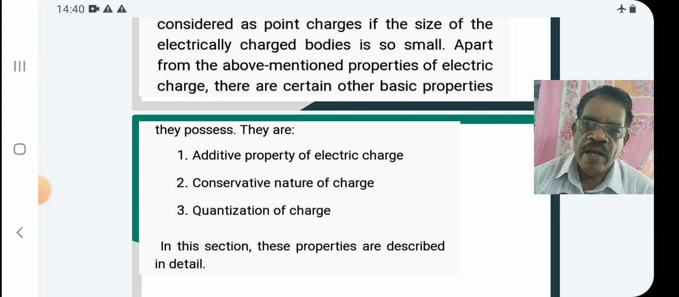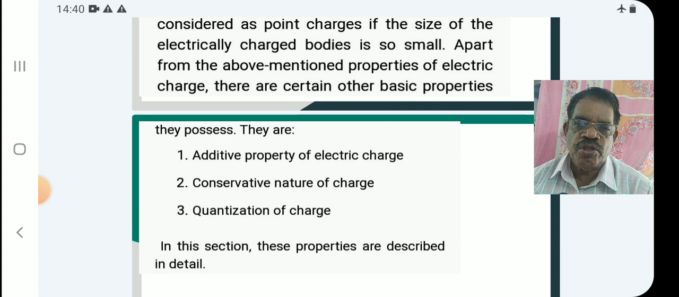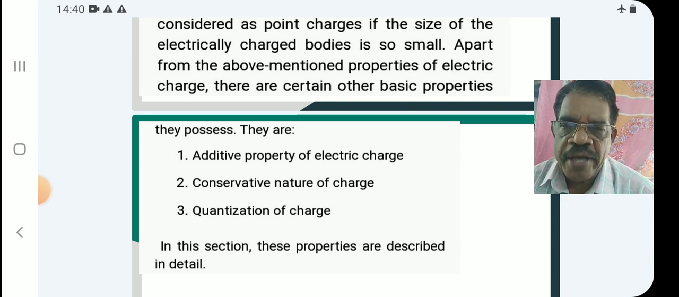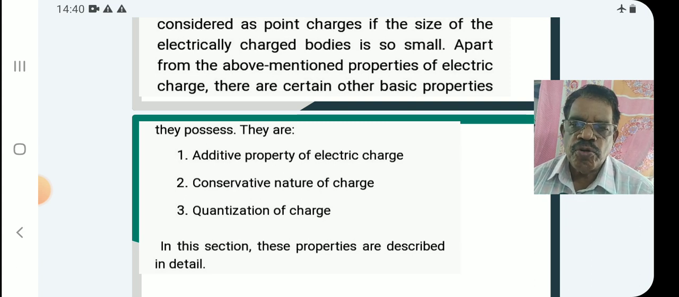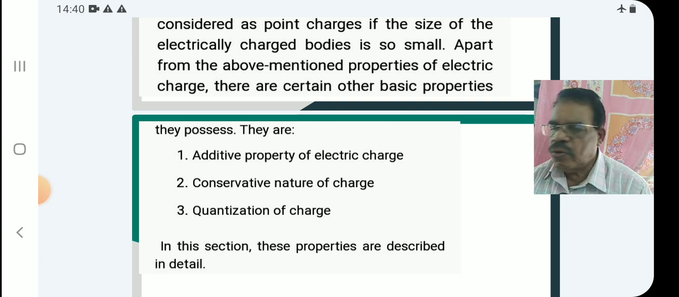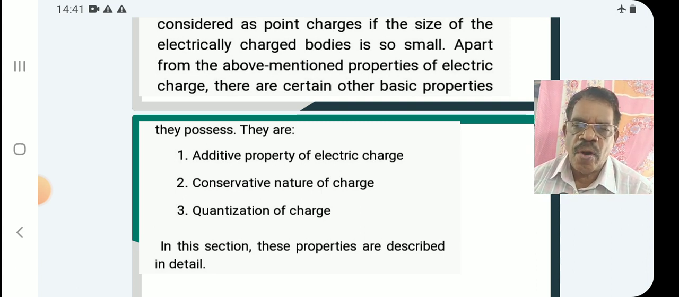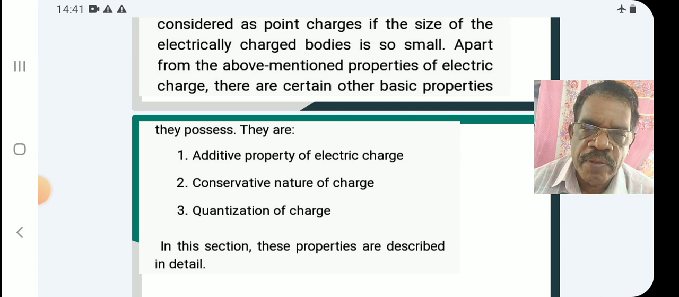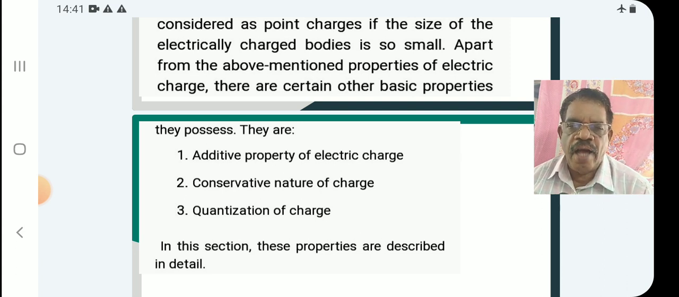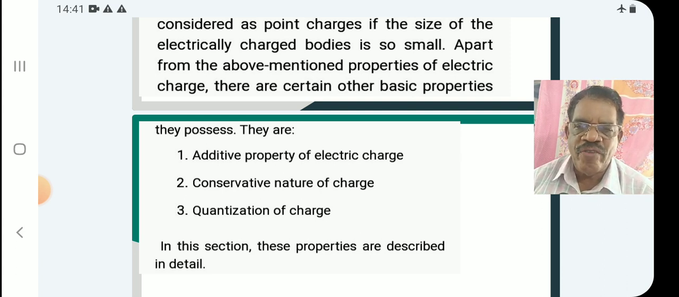And there are plus or minus charges, positive or negative charges. That also you can write, and these are important points here. Electronic charge is the lowest charge. Electronic charge is 1.6 into 10 raised to minus 19 coulomb. That is the lowest charge, and the charge remains in a body in multiples of electronic charge.